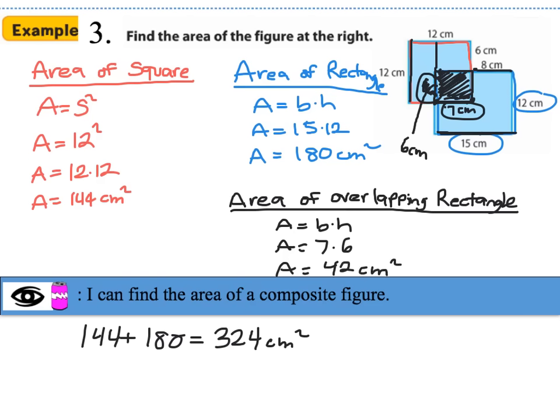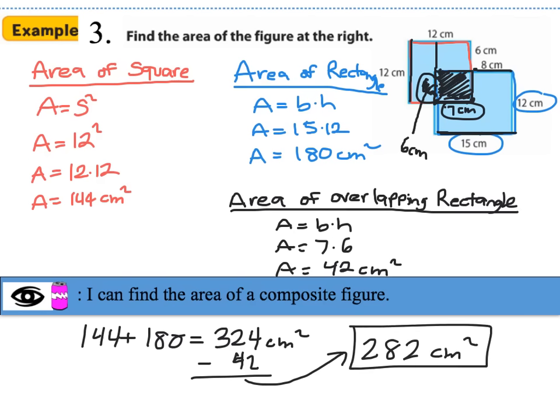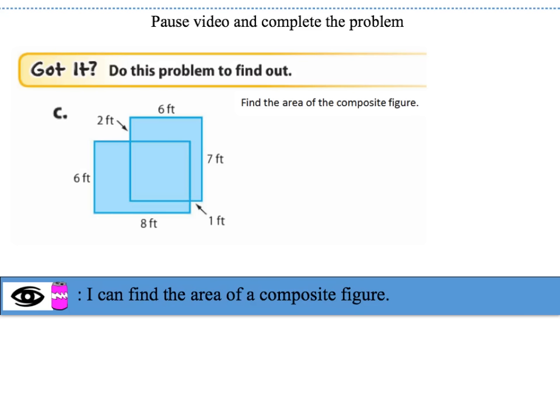Now let's take that away from our total. I'm going to subtract 42 centimeters squared from 324 centimeters squared. When I do the math, I get 282 centimeters squared. So you have to make sure you take out the overlapping region. Pause the video and complete the got it problem, and we'll discuss the answer in class tomorrow.